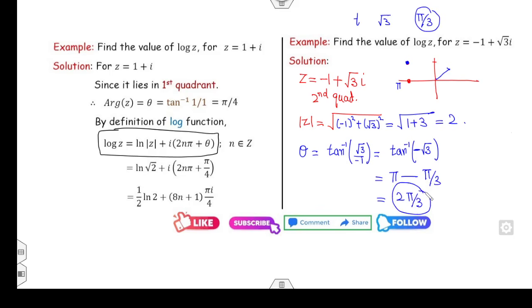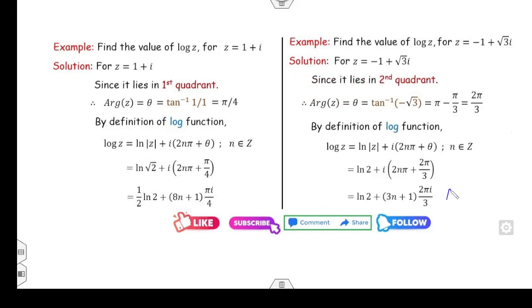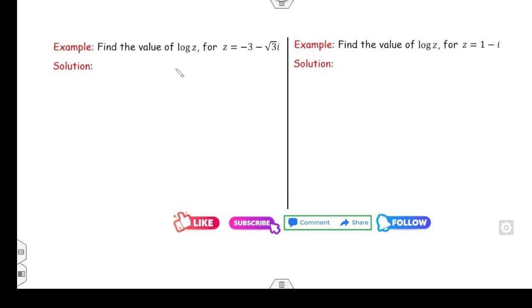Fine. Is it okay? Now I can substitute the value of the modulus of z, 2, and the argument, 2 pi over 3, in this final expression, and you will get the required answer of the log of minus 1 plus root 3 iota. Similarly, you can see for this third case, where it is minus 3 minus root 3, it lies in the third quadrant.